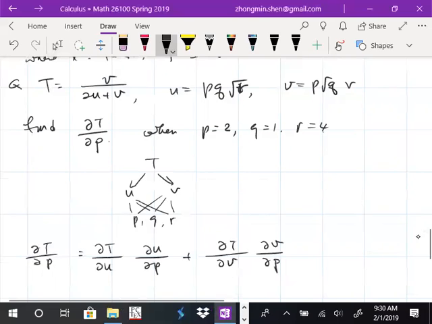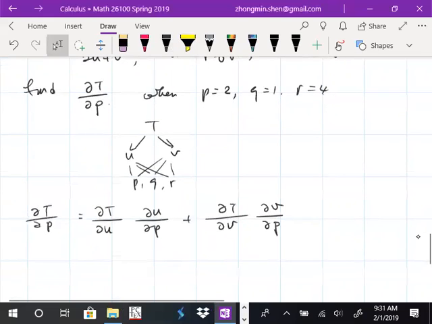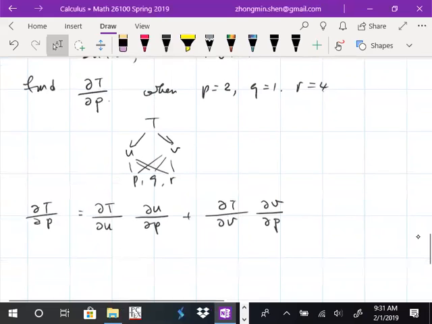Okay. So you view t as like a grandfather, u and v are the parents, and then p, q, r are the three kids. Think about this relationship. So when you differentiate t with respect to p, make sure both parents are included: u and v.